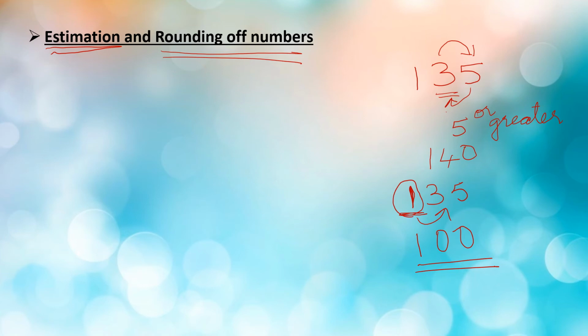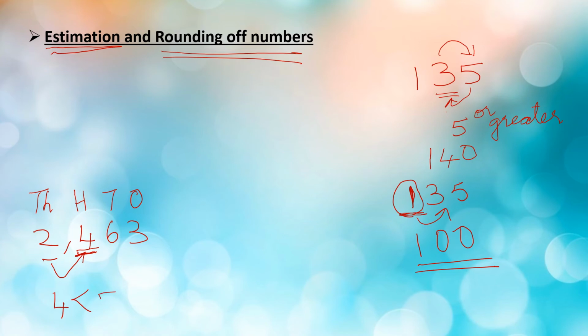If I ask you to round to the nearest thousands, suppose my number is 2463. So what is the digit in the thousands place? The digit in the thousands place is 2. So what am I supposed to do? I should look into the place to the right of the thousands place, which is the hundreds place. So I will have to see whether the digit in the hundreds place is less than 5 or greater than or equal to 5. 4, we know 4 is less than 5.